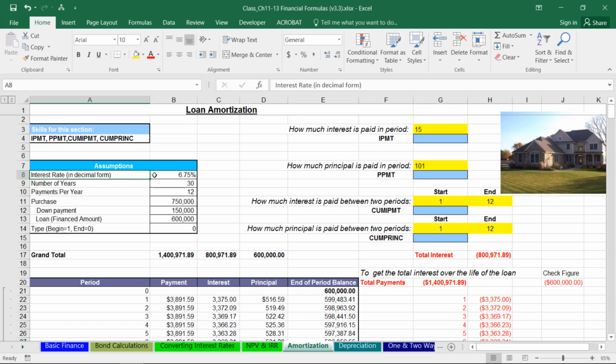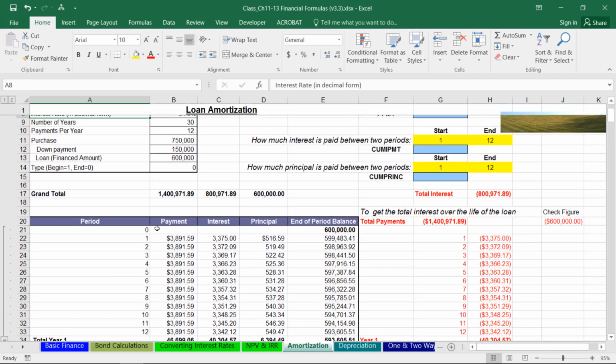Let's look at this. The interest rate is 6.75, that's annual. The number of years is 30. Payments per year is 12. Purchase price was $750,000 on this home. Down payment $150,000, that left $600,000. Now notice on the type, because this is a mortgage or we're paying off a loan, we're going to pay it at the end of the period. So 0 is the correct answer.